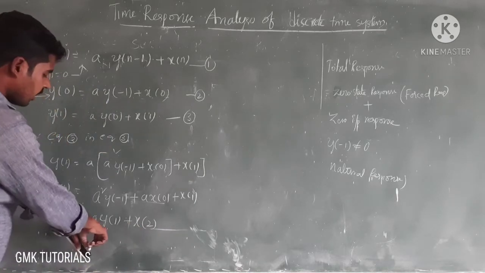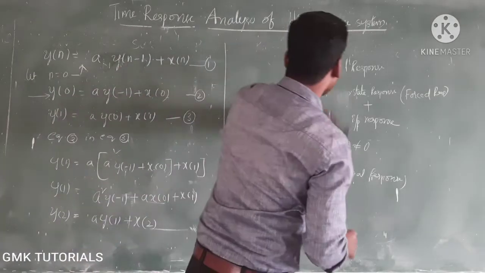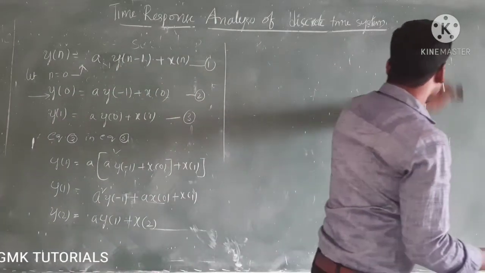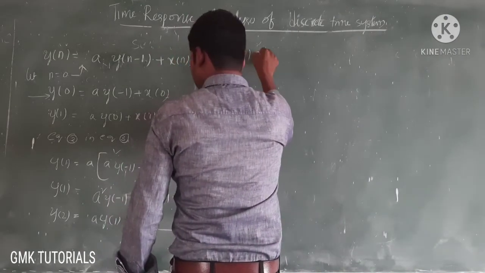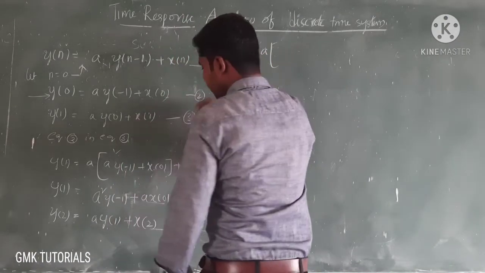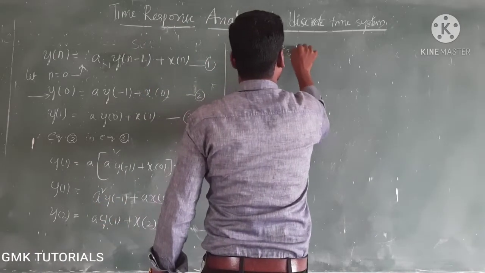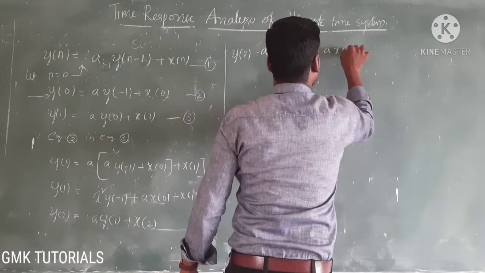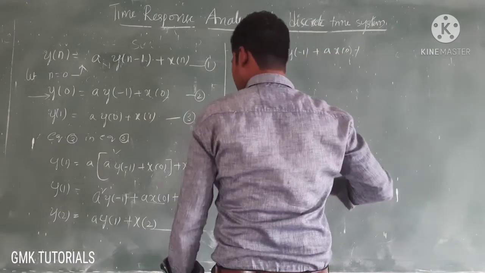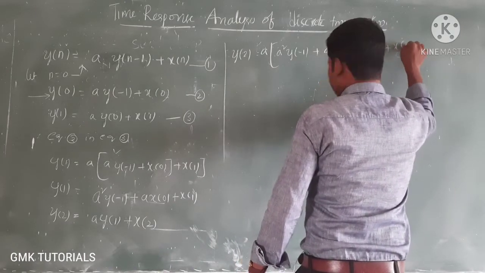Here also the same thing. y of 1 is equal to the previous equation. So y of 2 is equal to a into y of 1. Here y of 1 is equal to this one. That means a square into y of minus 1 plus a into x of 0 plus x of 1 into x of 2.